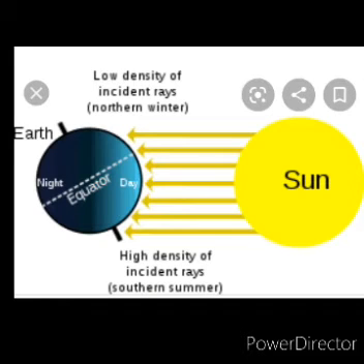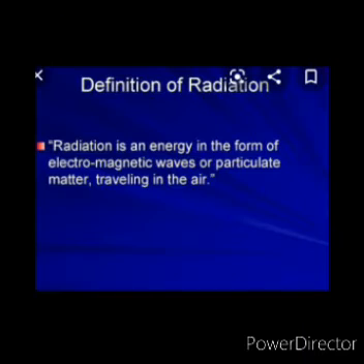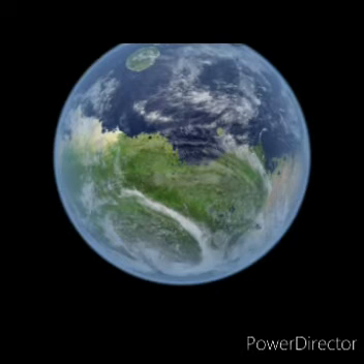The sun is the principal source of energy on Earth's surface. It is like a powerful source which gives energy in the form of light and heat. This energy, which is constantly emitted by the sun, is known as solar radiation. When a body gives out energy, it is called radiation. The solar radiation received on the surface of the Earth is called insolation.